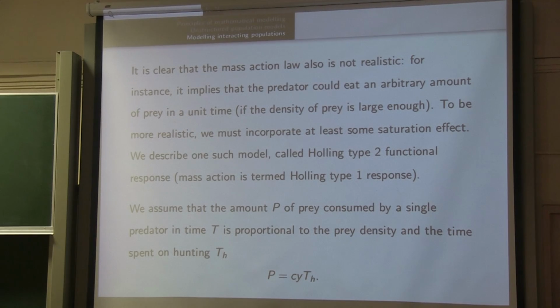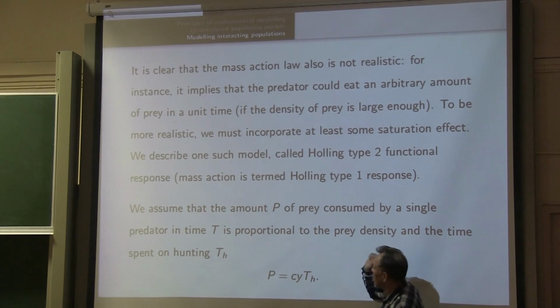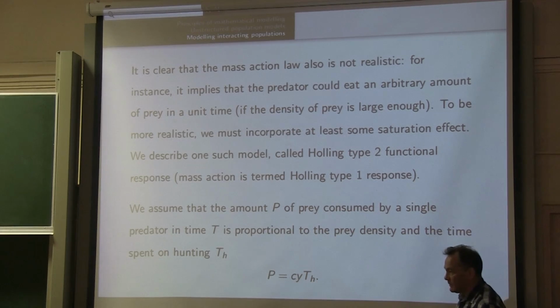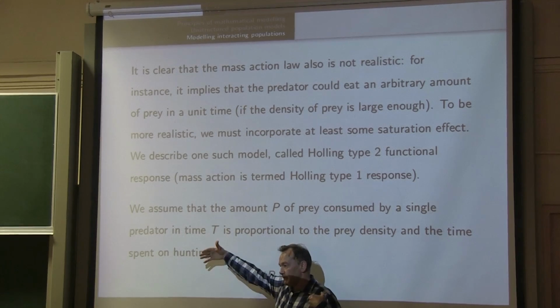So the starting assumption of Holling is written here. The first assumption is the classical linear assumption. TH is the hunting time. So we take some long time, capital T.